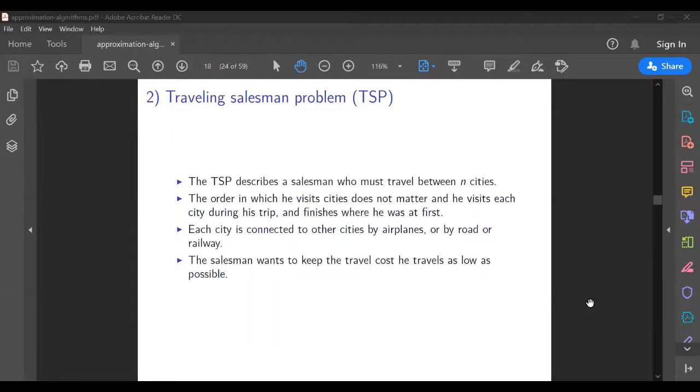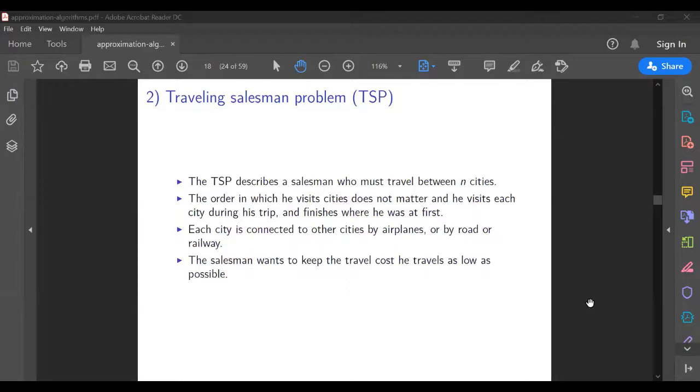We'll be talking about the traveling salesman problem. So, how can an approximation algorithm be written for the traveling salesman problem? Let us look into it. For that, let us understand what a traveling salesman problem is.